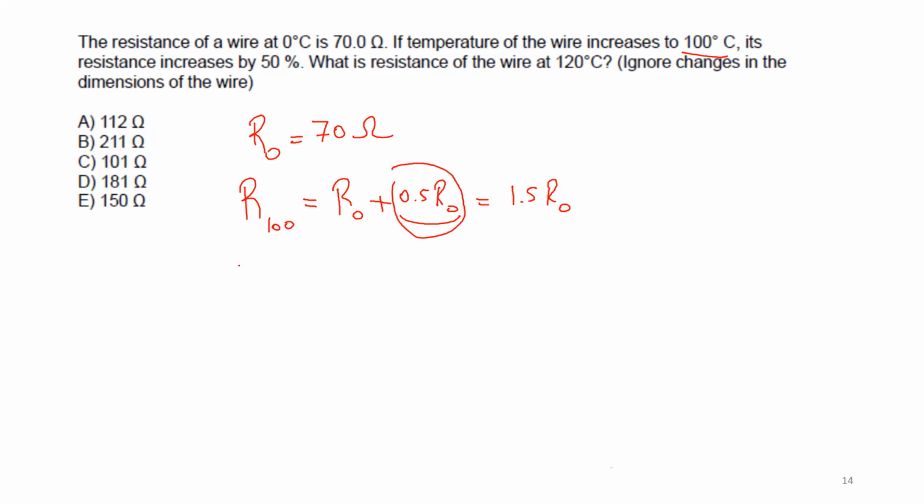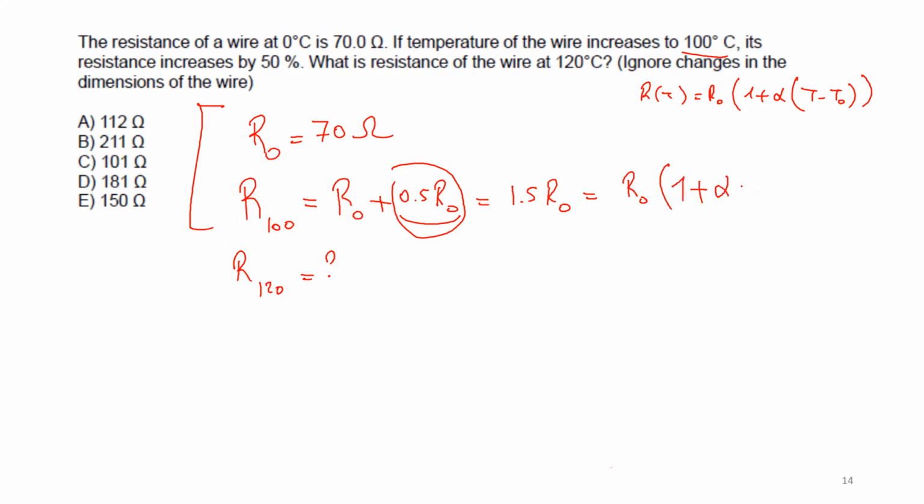Now the question is very simple. Find the resistance at 120 degrees, just using these two pieces of information here. You know that here I don't have an ohmic resistor. I have a non-ohmic resistor. The resistance depends on the temperature. So I can use that resistance at any temperature is R0 times 1 plus alpha, alpha being the temperature coefficient of resistivity, times T minus T0. So R100 will be R0, R at 0 degrees Celsius, times 1 plus alpha times T minus T0, and it's 100 minus 0.